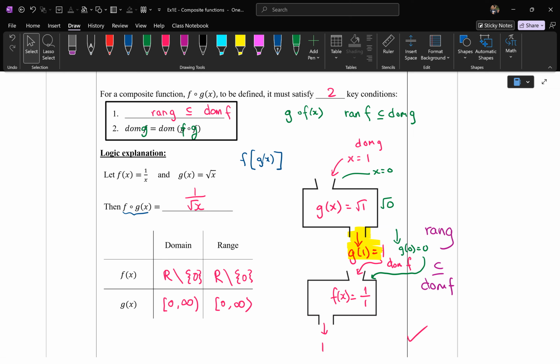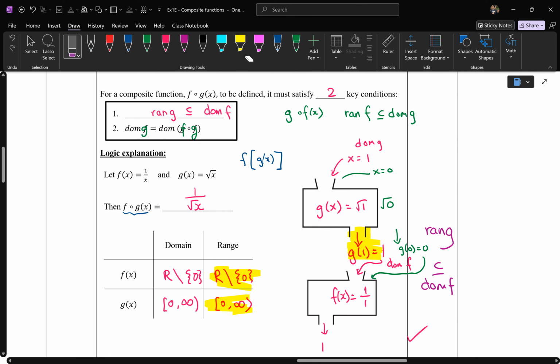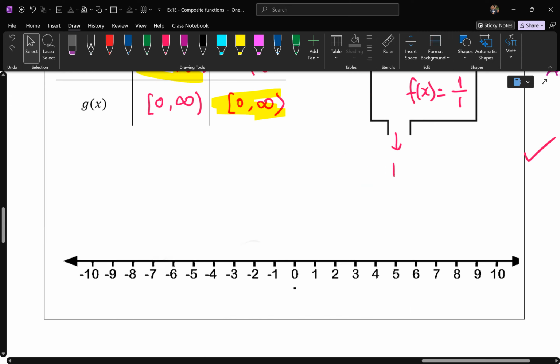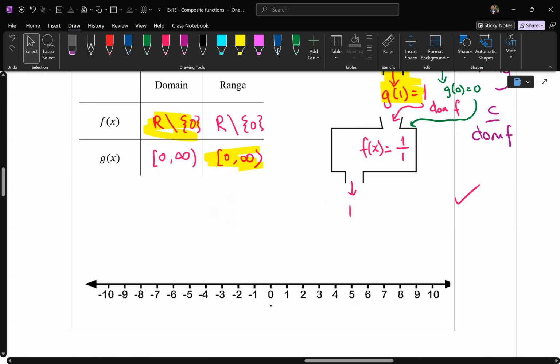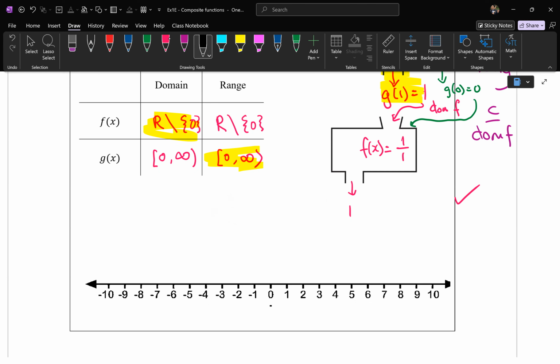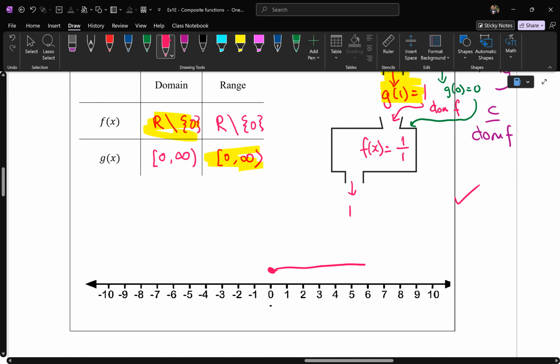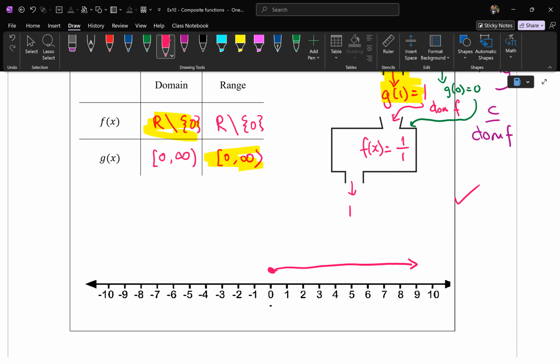Because that's literally the essence of what they're trying to get you to do. And what you'll find as you're doing the questions in the exercise, the later questions, is that at some point the range is a problem. So you'll see in this group here, the range of g does not fit this. Because if you look at this pictorially, this is key. If I put on a number line for you to see, the range of g of x is 0 to infinity. So this is what it looks like. 0, inclusive, to infinity. Domain of f of x, that's all real numbers except 0.